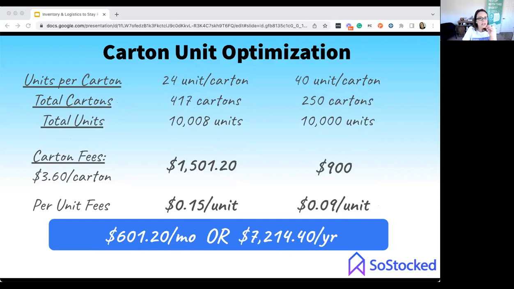Then you have unit optimization. What we did is we increased the number of units per carton, and that made it heavier, of course. The other thing it did was reduce the total number of cartons. Instead of having 417 cartons, we had 250 cartons. This reduced the cost by $600 a month, or $7,000 a year.